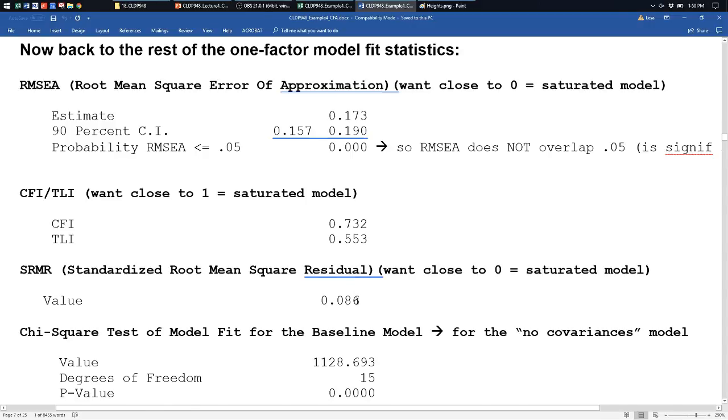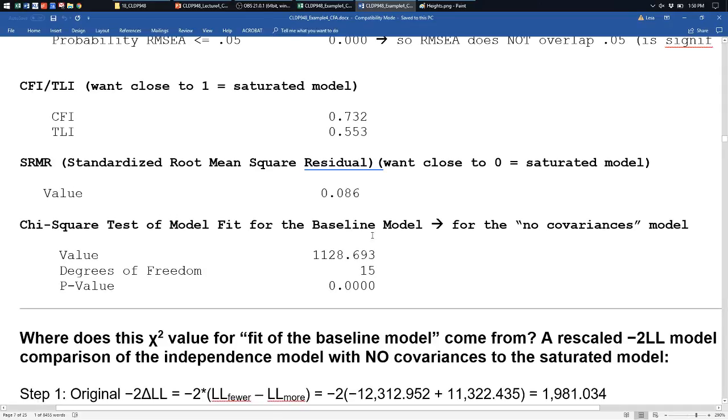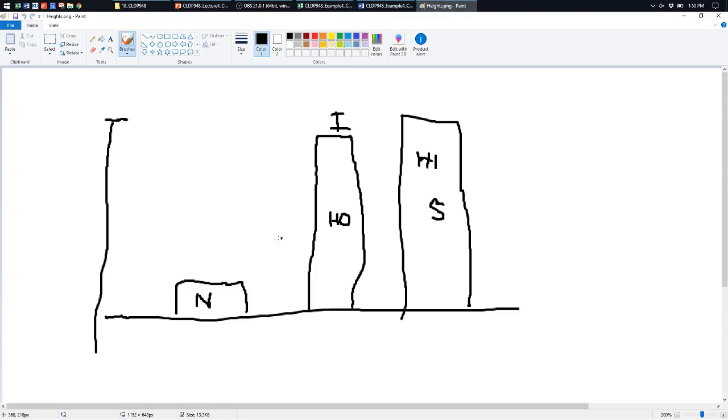Root mean square residual, that is relative to a saturated model as well, so you want that small. You want it less than 0.08-ish, I think, or 0.05, somewhere in there. And this last one you can pretty much ignore. The last one is the difference between null and saturated. There are very few situations in which that would be of interest.